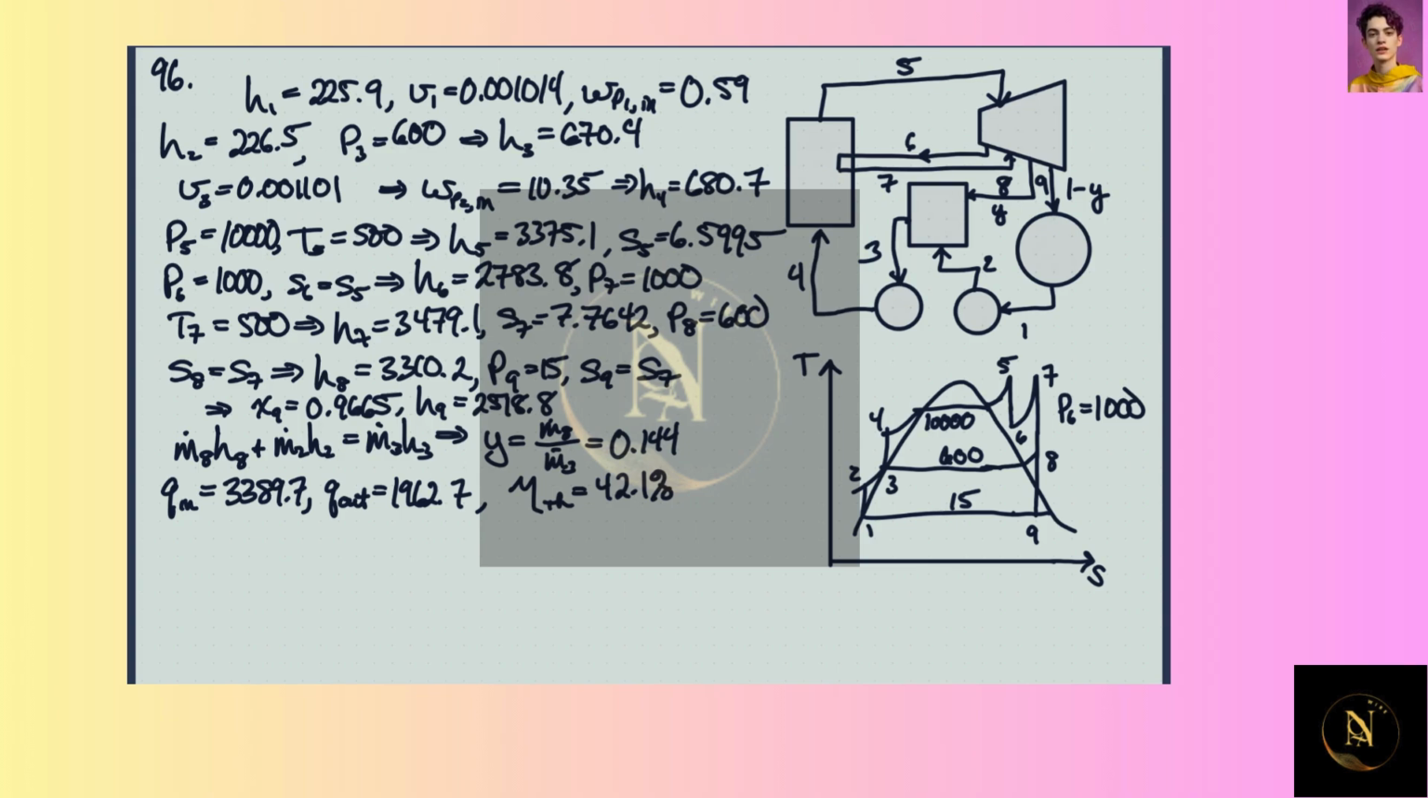Now we can look at the specific heat transfer in and the specific heat transfer out, and then the efficiency is just 1 minus q out over q in. So that winds up being simply 42.1% is the thermal efficiency.